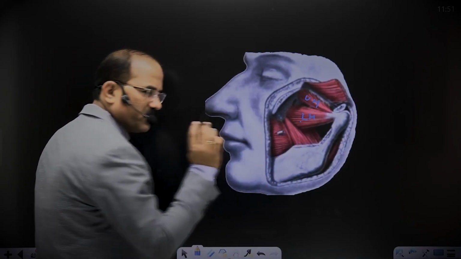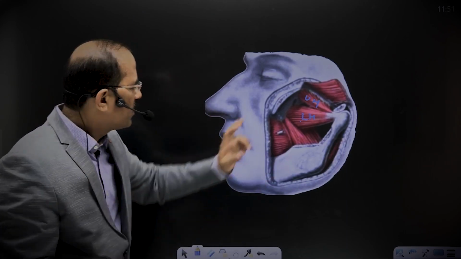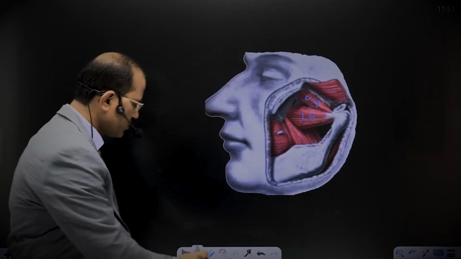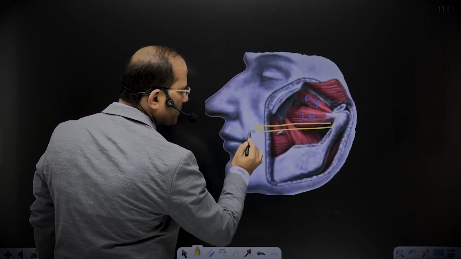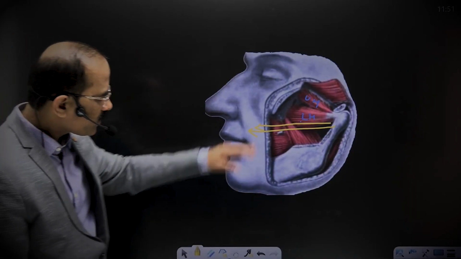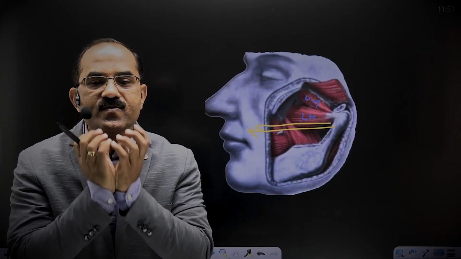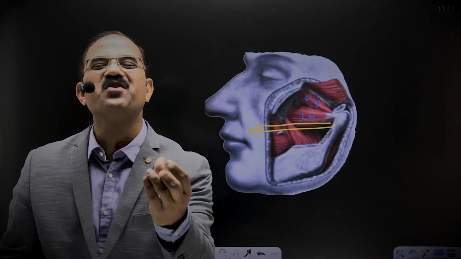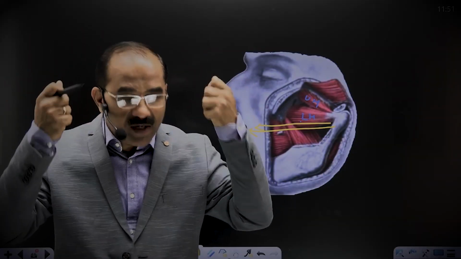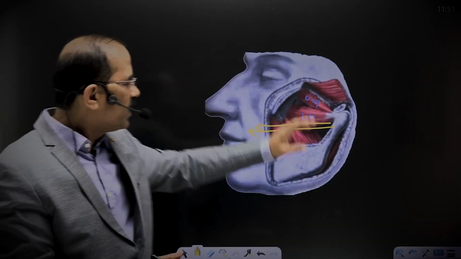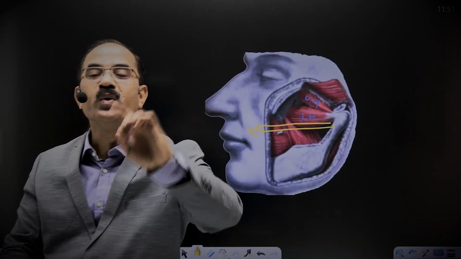contracts, see, when a muscle contracts, it always brings its insertion close to its origin. This is the origin, that's the insertion. So when a muscle contracts, it will bring its insertion close to its origin. So what is it going to do? The lower head of lateral pterygoid, when it contracts, it does this. What's this? Protrusion of mandible. You remember the posterior fibers of temporalis were taking the mandible back. That was retraction. The lower head of lateral pterygoid pulls the mandible in front. We call this protrusion of mandible.